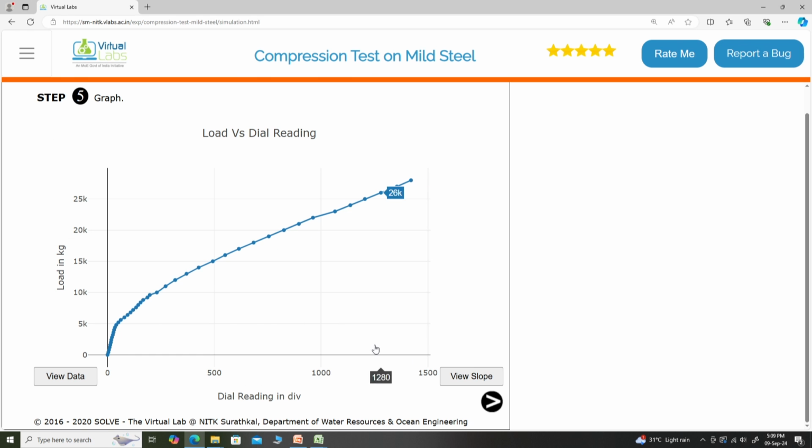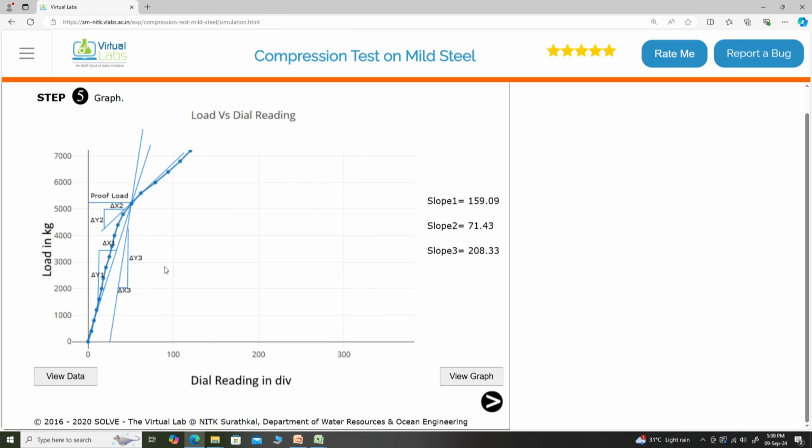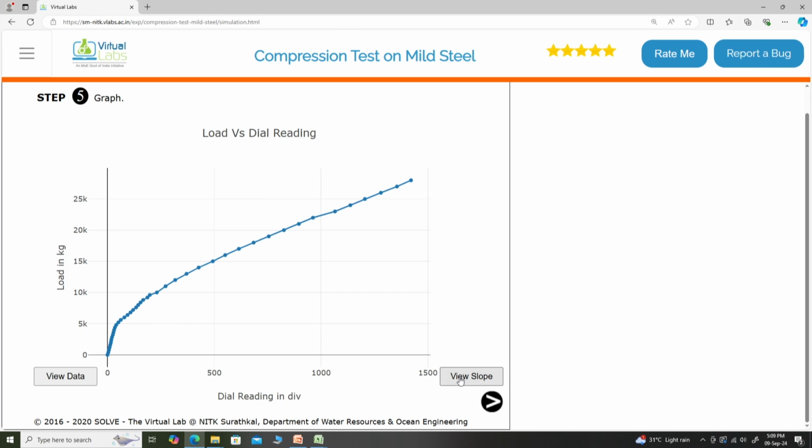Next we can move to step 5, where we can see the graph of load versus dial reading. The two columns obtained are plotted against each other, and we can also look at the slope, how the slope is showing load versus dial reading, and this is the elastic region. Then we look at the graph again and go to the next step.